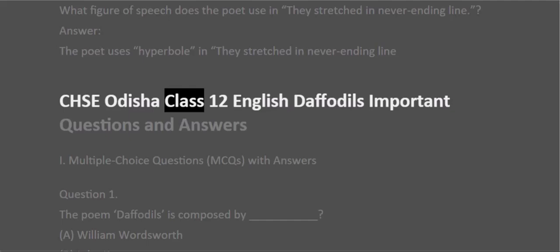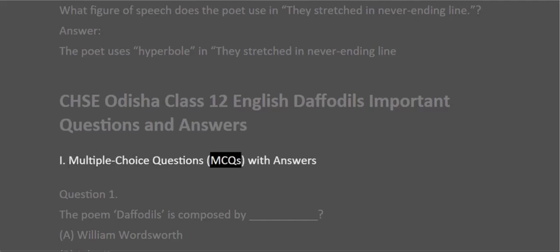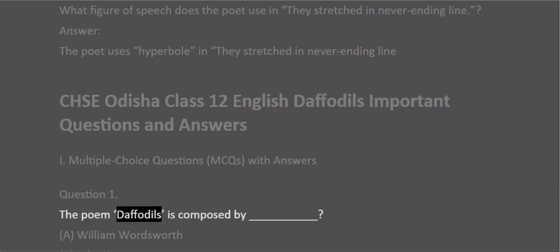CHSE Odisha Class 12 English Daffodils Important Questions and Answers. I. Multiple choice questions, MCQs, with answers. Question 1. The poem, Daffodils, is composed by ______.